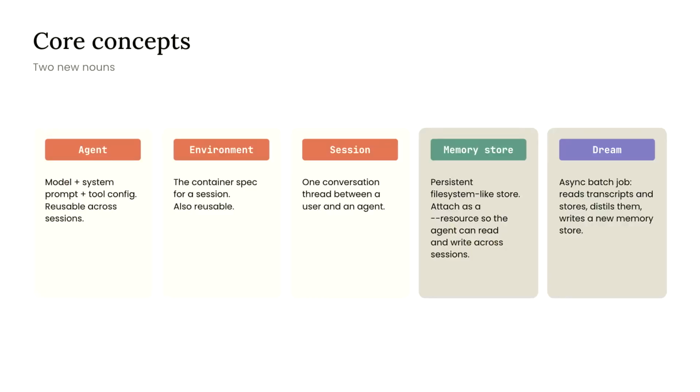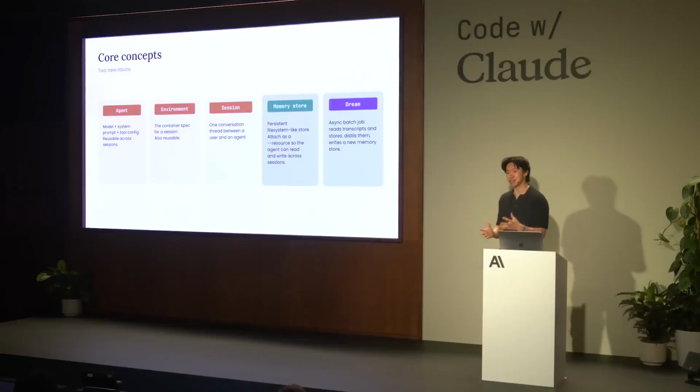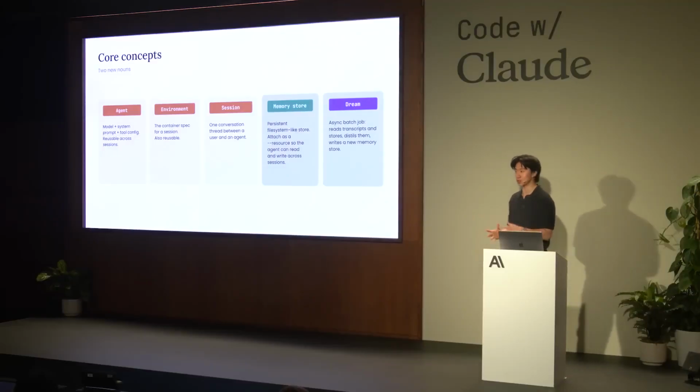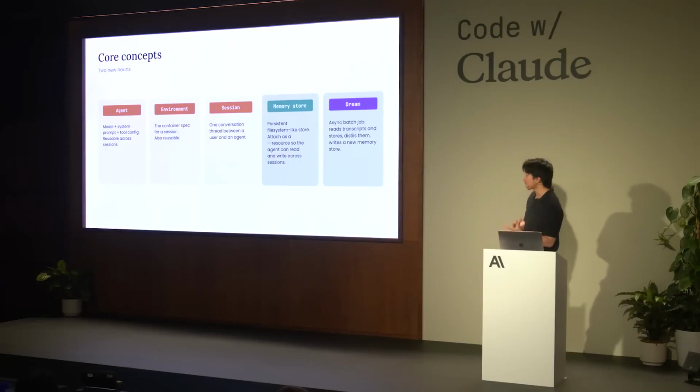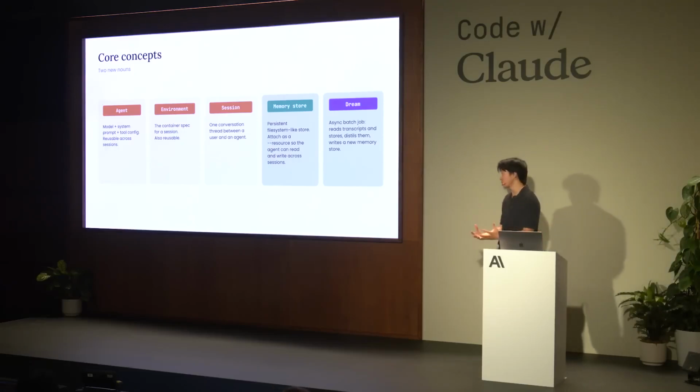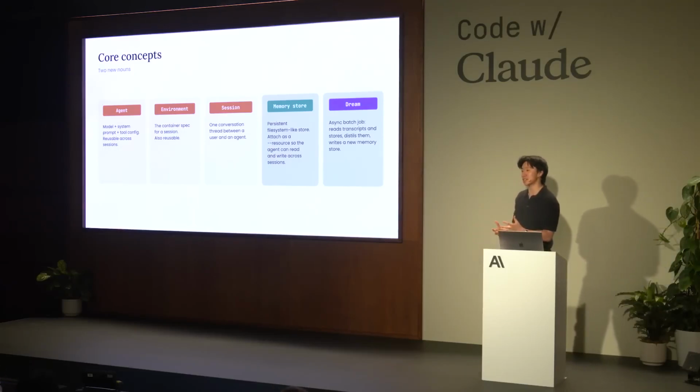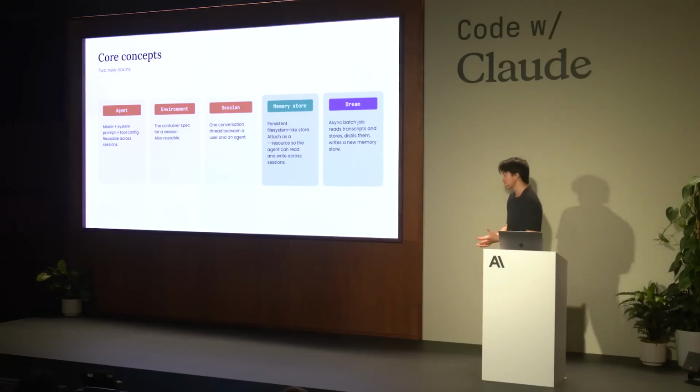So in the previous workshops, I think we've learned a little bit about how Cloud Managed Agents has these concepts called an agent, environment, and a session. In this workshop, we're going to add two additional concepts. The first one is a memory store. A memory store is a persistent file system-like store that attaches as a resource to sessions that you create, and it gives agents the ability to read and write information across sessions.